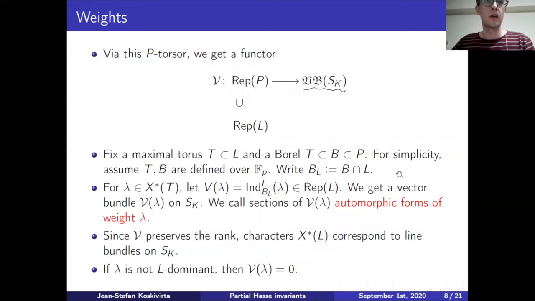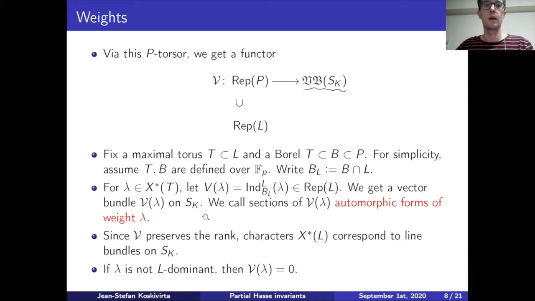All right. So this is a Borel subgroup in L. So now let's take some character lambda of T, and let V of lambda be the induced representation from B_L to L of lambda. So this is now an L representation. And by this construction above, we get a vector bundle curly V of lambda on the Shimura variety S_K.